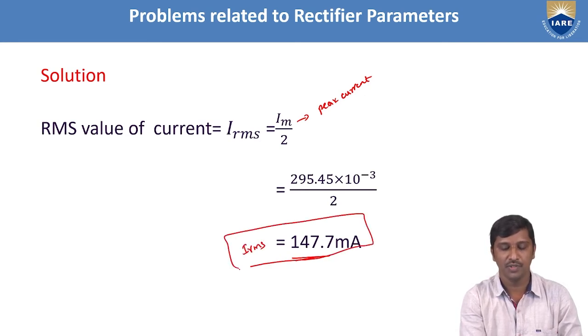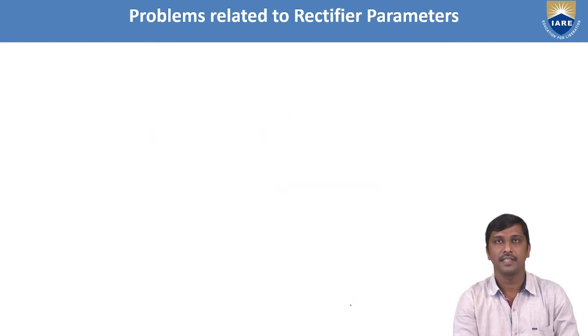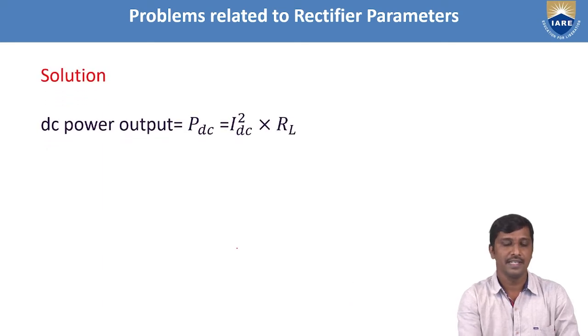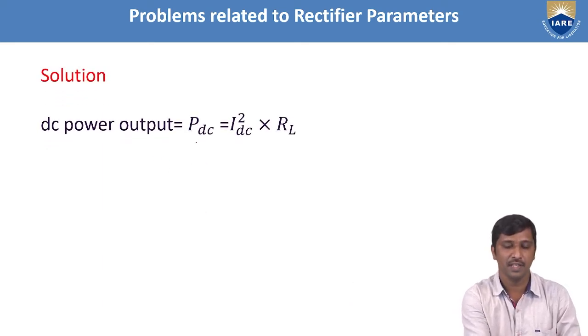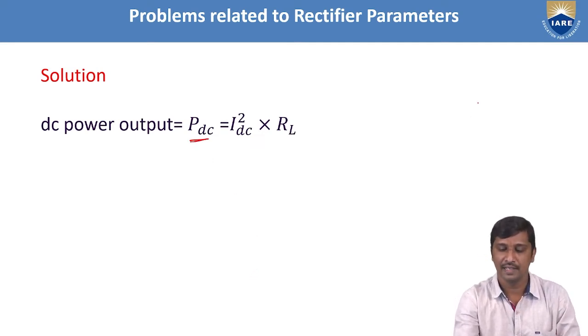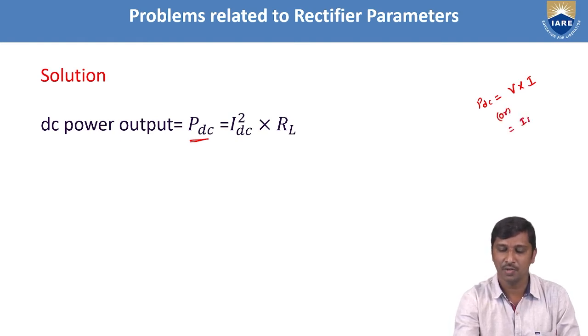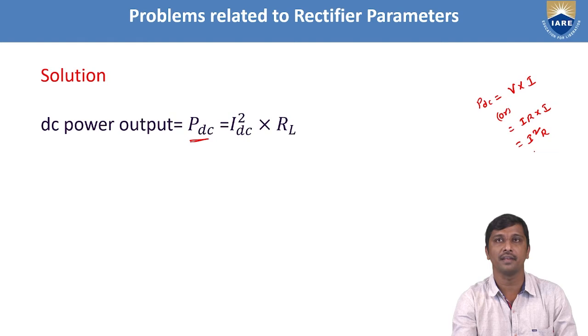So up to this point, we observe the three current parameters: one is peak current, one is average current that is represented as IDC, and one is the IRMS. Next, we need to calculate the DC power output, represented as PDC. Generally the power is the product of voltage and current. We can also rewrite this equation: V means I into R, so we can also write I square into R here.